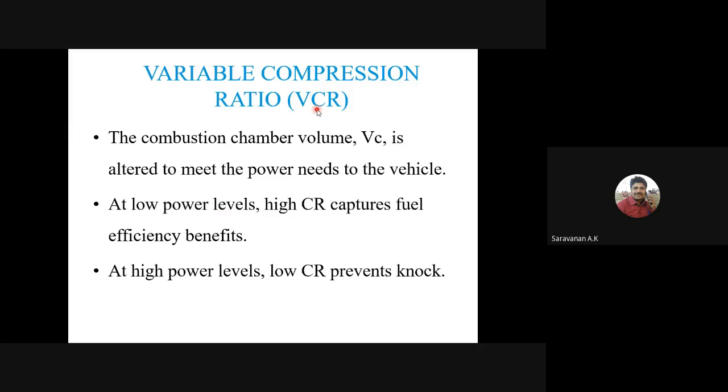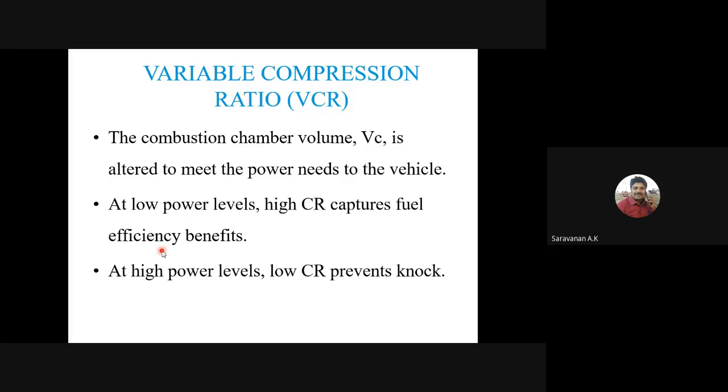Then the variable compression ratios. At the low power level, the high compression ratio captures the fuel efficiency benefits. Note that this is the point. At the low power level, the fuel economy will be good.